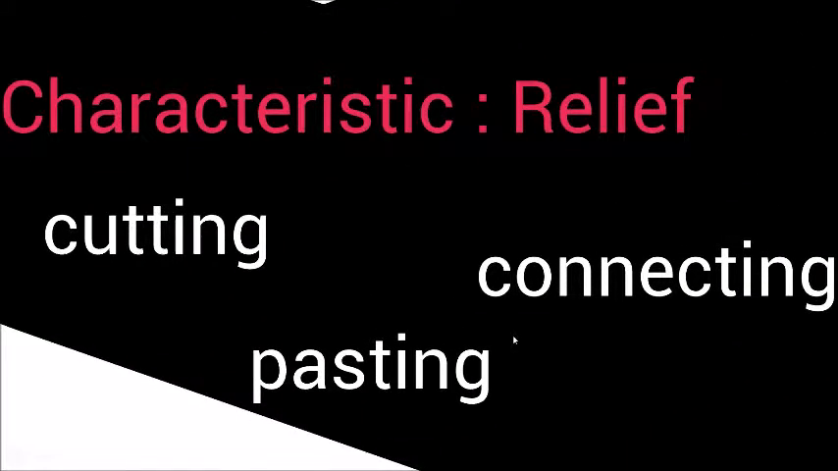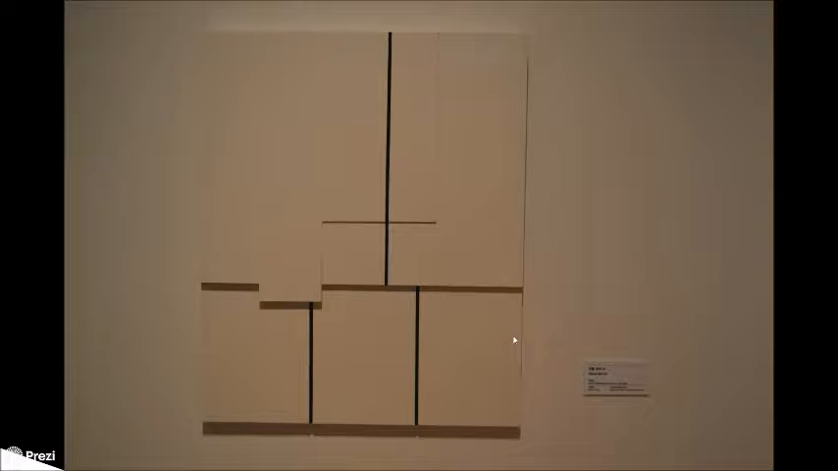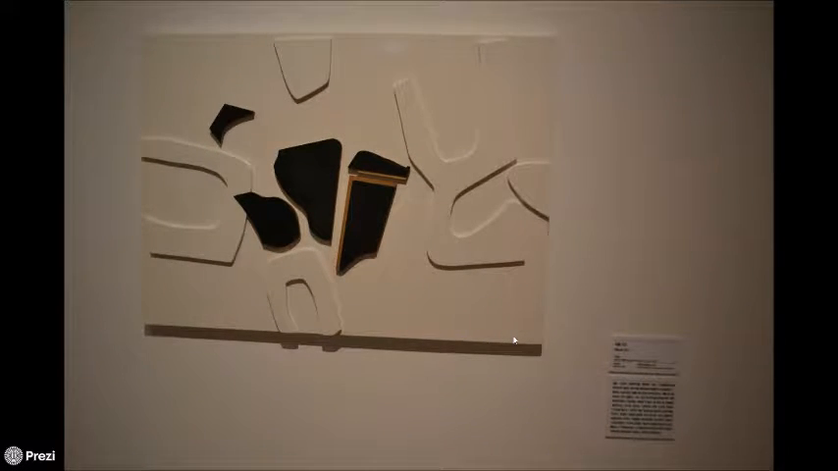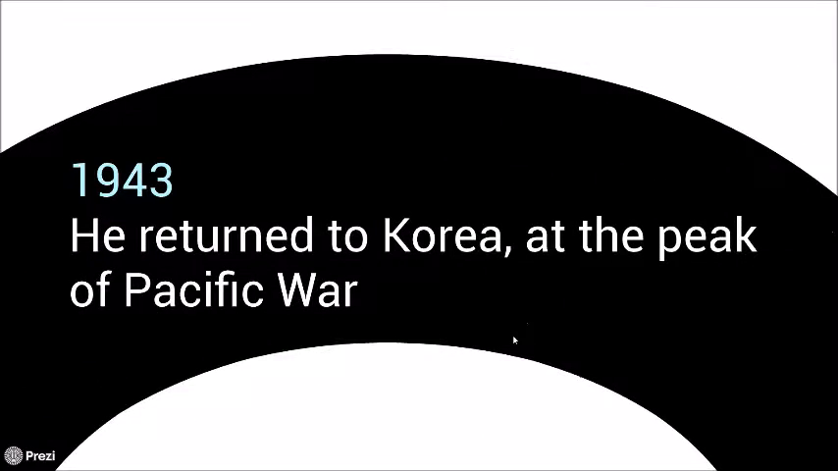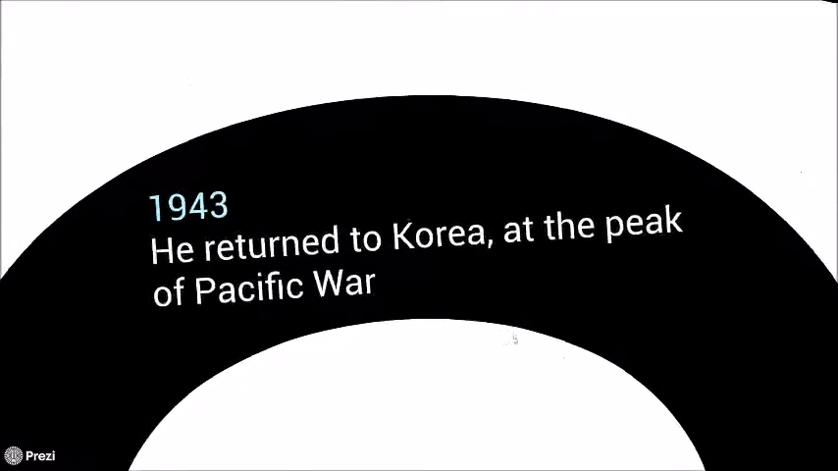Most of the works that Yoo Jung-kook created in Japan are relief works, consisting of simplified geometric forms made by cutting, connecting, and pasting veneer plates. The objects are purposely uncolored to highlight the natural grain of the wood or the sleek gloss of the processed surface. Then he returned to Korea in 1943 at the peak of the Pacific War. He became a professor of art at Seoul National University and Hongik University.